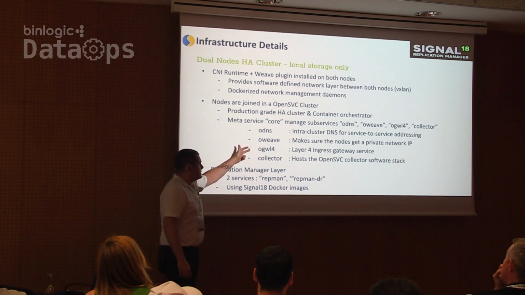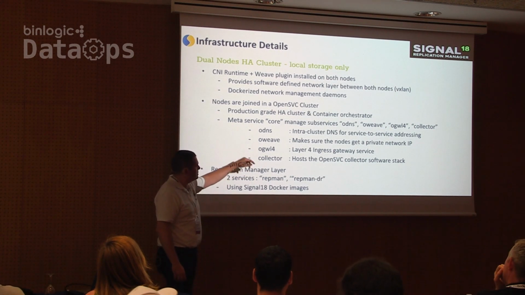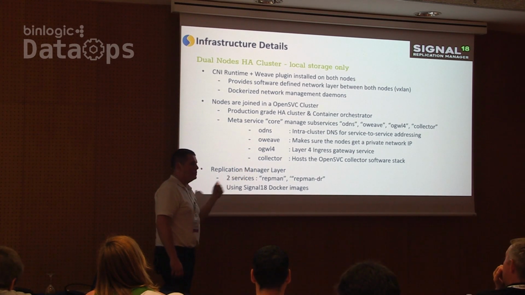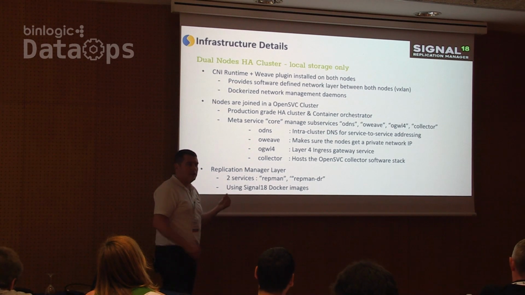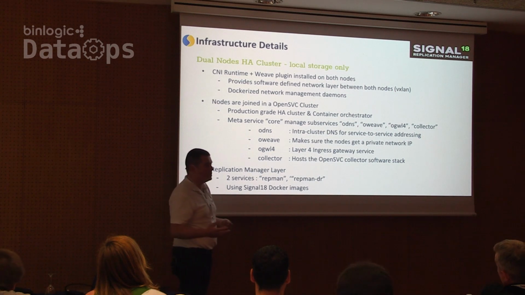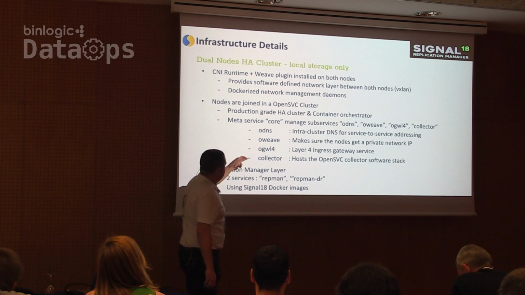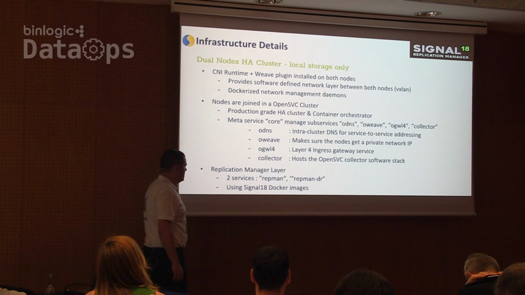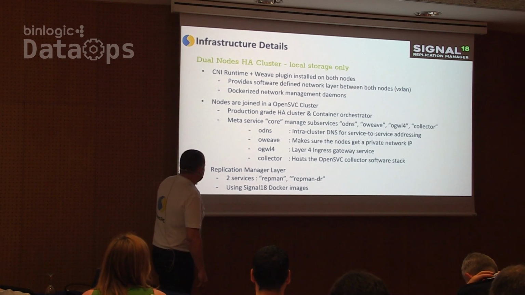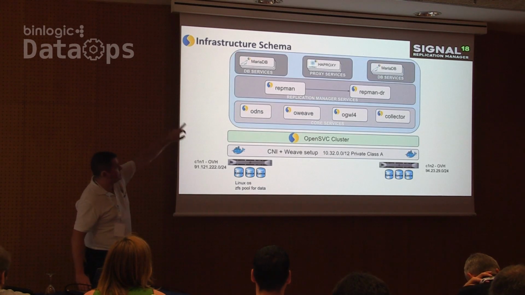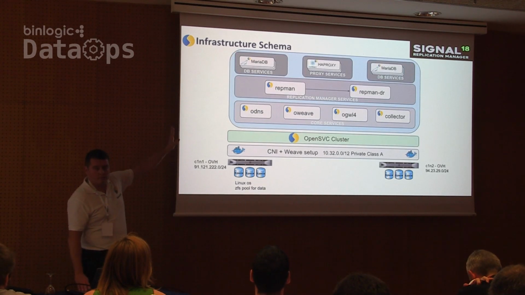You have an ingress gateway. We will discuss a little bit about that later. The role of the ingress gateway is, on one side, to bring the public IP, and on the other side, to route traffic from the customer to the real container in the backend. And we, of course, have the OpenSVC collector for the REST API and all the stuff. Another detail: all this stuff are Docker containers.